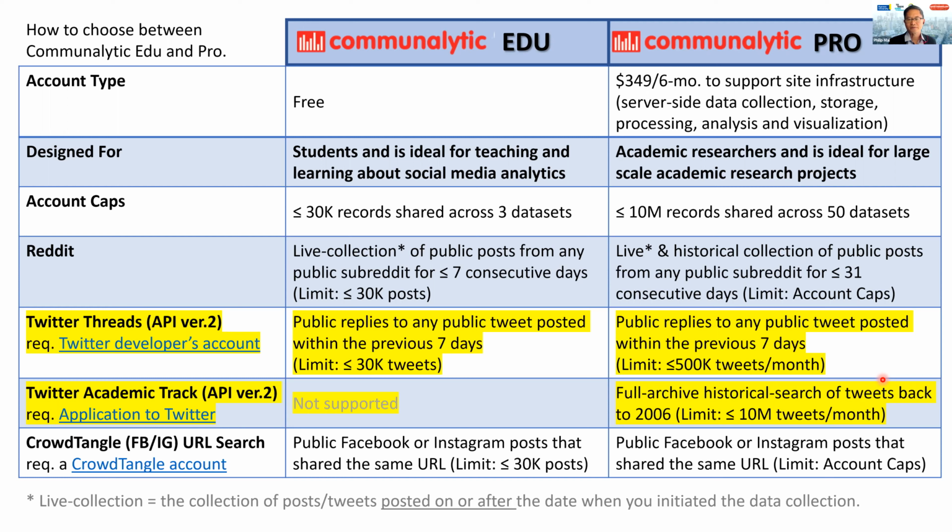Today, we'll cover the 2 types of Twitter data that you can collect via Community. The first is the Twitter thread. Those are basically public replies to any public tweets posted within the previous 7 days. And the other one is the Twitter Academic Track. That one's only available on the Pro version because, again, the volume of tweets that comes from that version is significantly larger. As a result, it requires a lot more infrastructure in order to collect, store and analyze all those tweets.